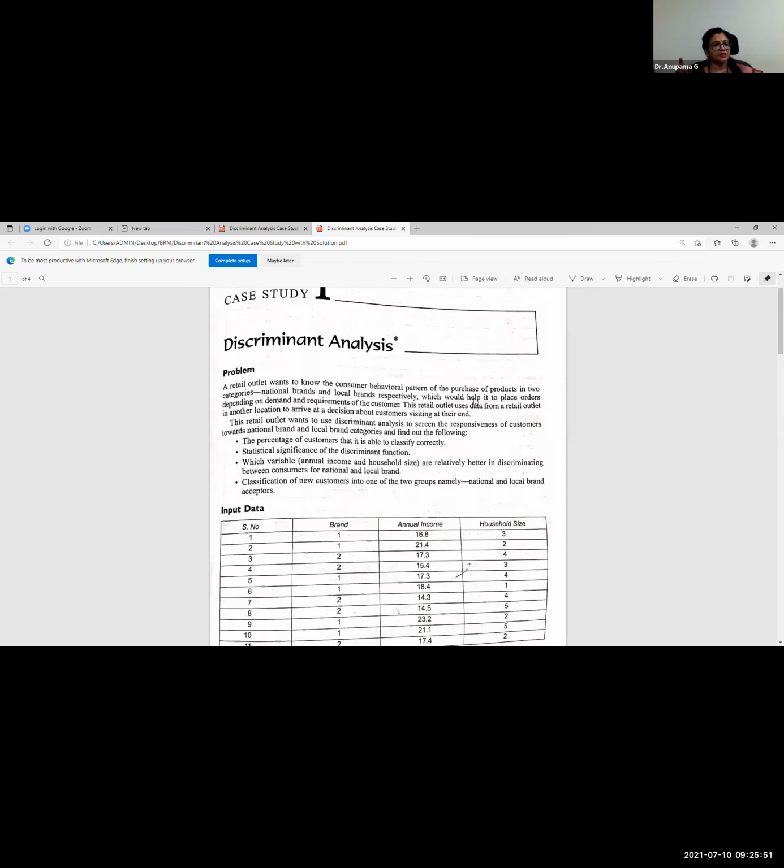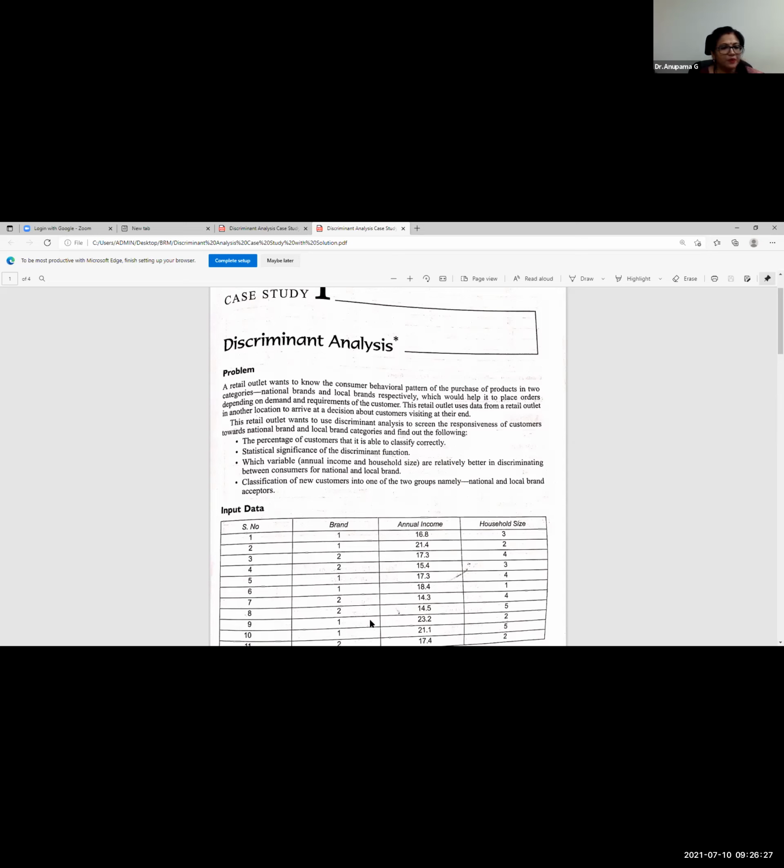Like you saw in the previous case study that I gave you for discriminant analysis, the Procter and Gamble, finally you will come to an equation of y is equal to a constant plus coefficient and the independent variable combination, right? So we will look at the theory. So what is happening here? Percentage of customers that can be classified correctly, statistical significance of the discriminant function, which variable, for example, among the variables that I used, annual income and household size. So among the variables that are available from the data of the customers, which variables are relatively better in discriminating between consumers for national and local brands?